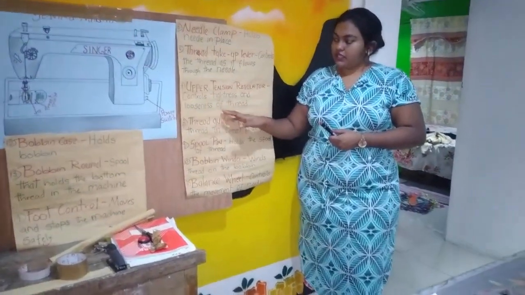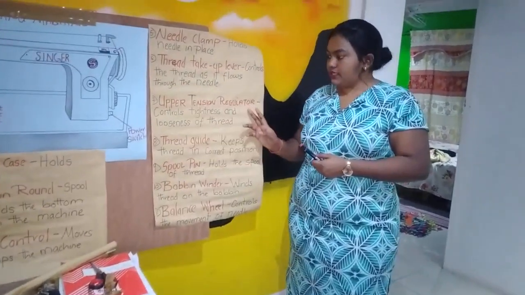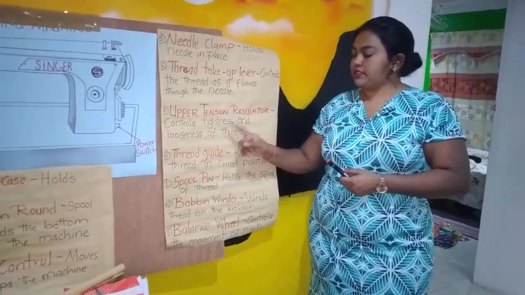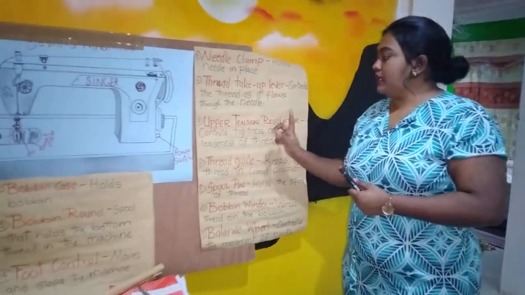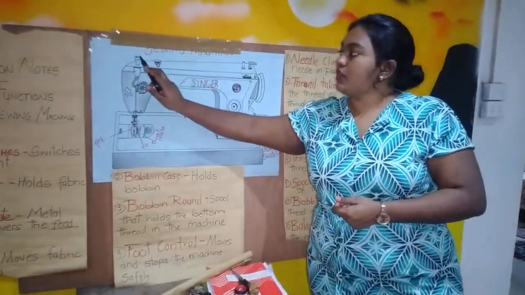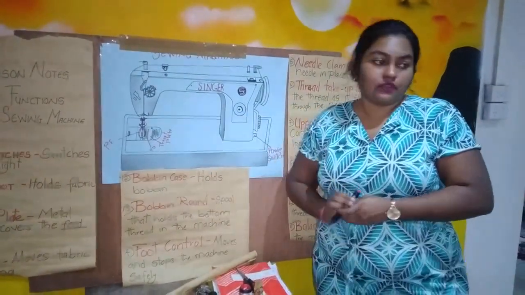Then number seven, it is the upper tension regulator. It controls tightness and looseness of the thread. The upper tension regulator is this one.